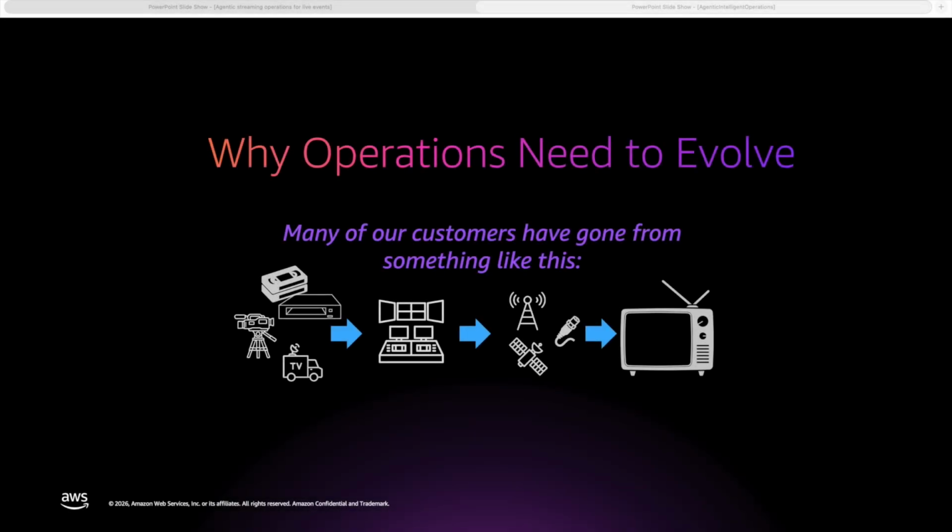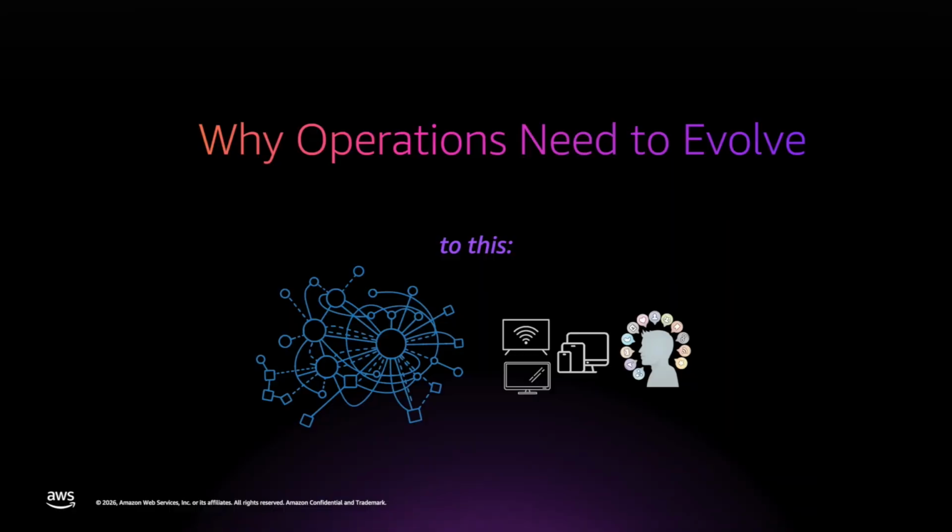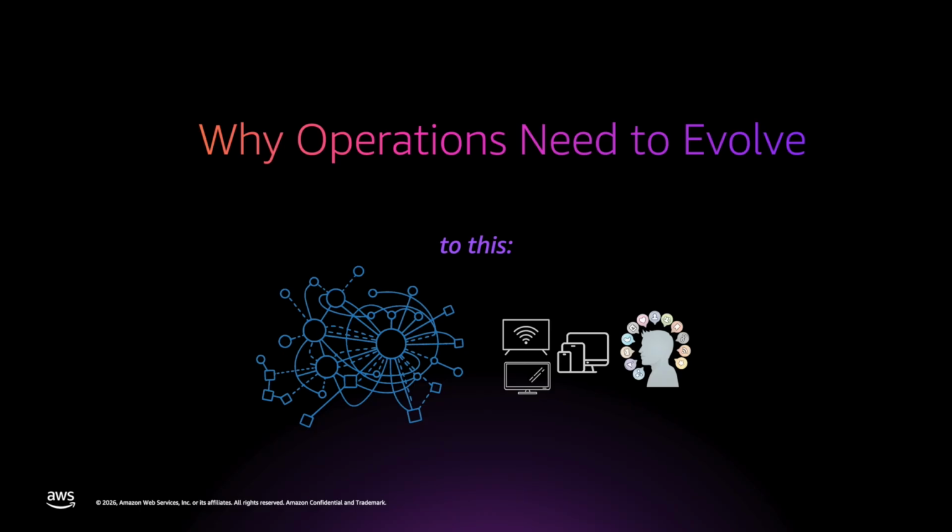Not long ago, media workflows were relatively simple. Content came from a studio or a live truck. Signals went into a control room, got encoded, sent to transmission, and out to viewers watching linear TV. If there was a problem, the signal path was well known and easy to trace. That world has evolved into something far more complex.